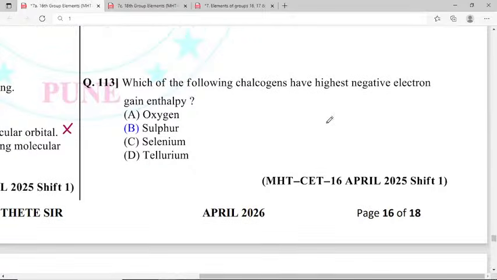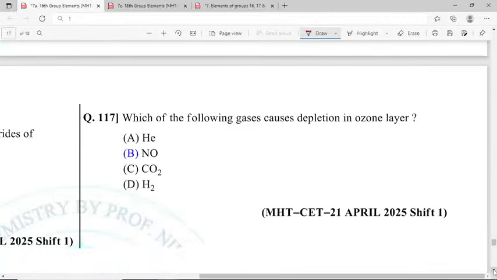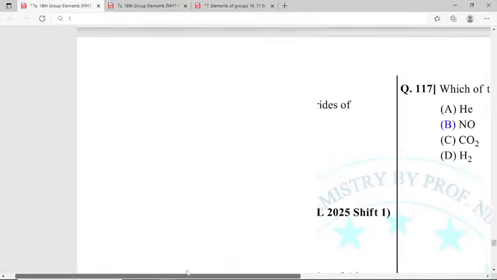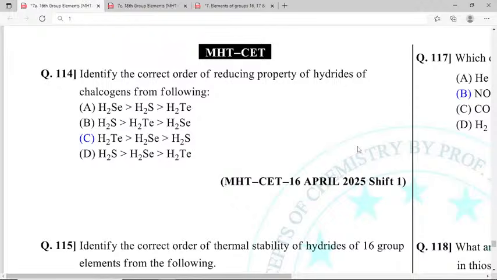Oxidizing property. Which of the following chalcogens has the highest negative electron gain enthalpy? Sulfur. Sulfur has the highest negative electron gain enthalpy. Oxygen has the lowest value. Same type of question.